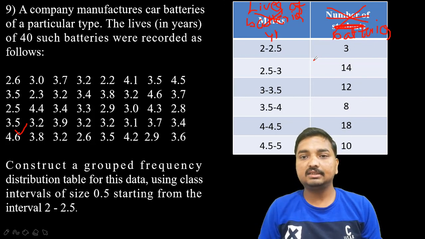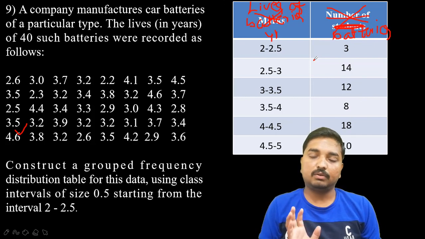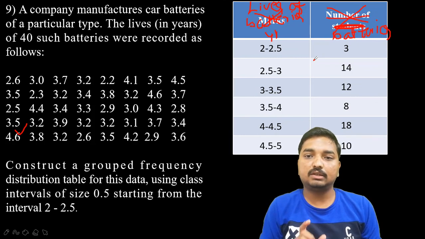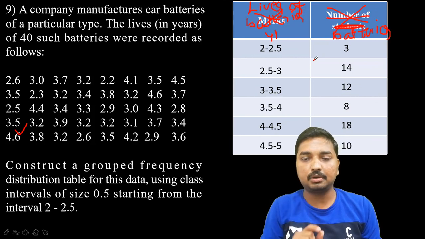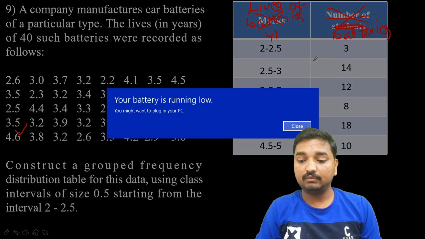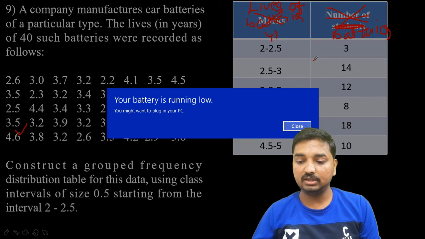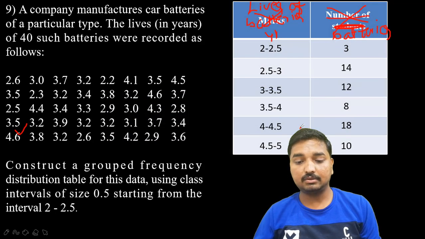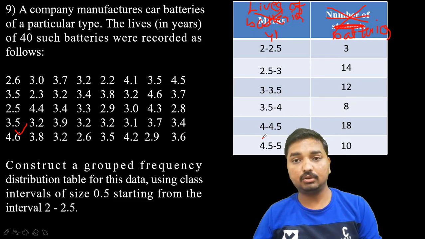For all the other problems, you need to construct class intervals in the first column and frequency in the second column. I think the procedure has become very familiar to you, and you can solve all these questions. This is the last question of this exercise, and you need to solve all the questions.